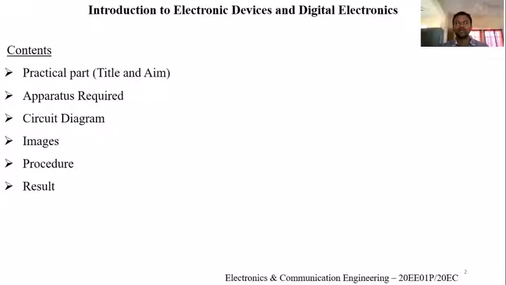Overview of contents. The first part will be the practical part, that is the title of the experiment and aim of the experiment. The next part is apparatus required, the list of devices or materials required in order to conduct the experiment. The third part is the circuit diagram. Next will be the images following the procedure of the experiment. And at the last, we can conclude using the provided result.